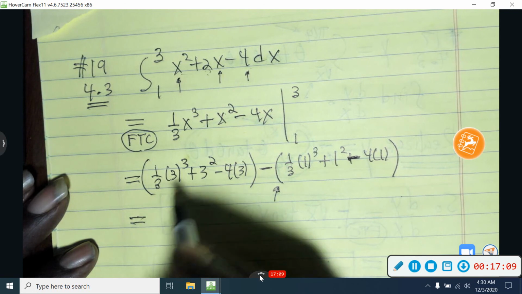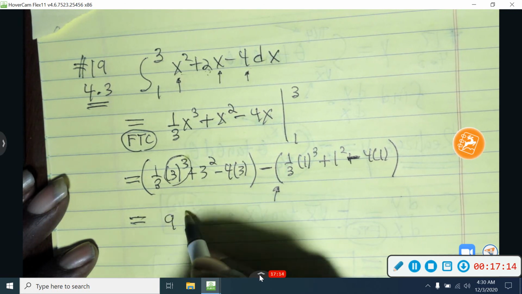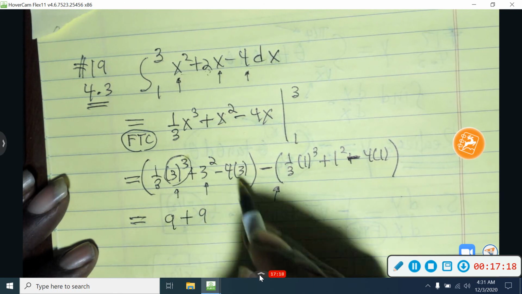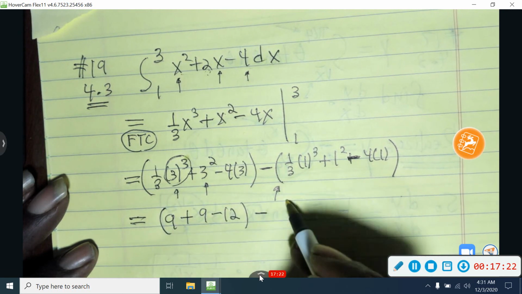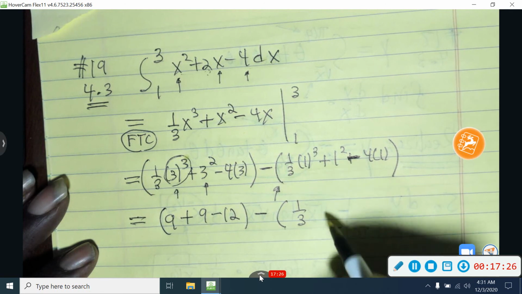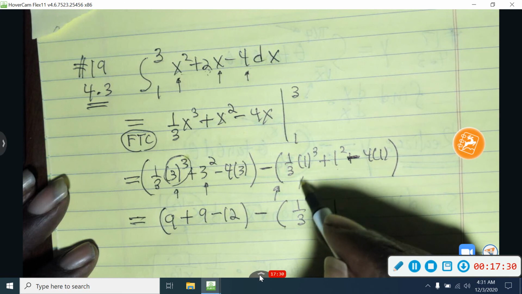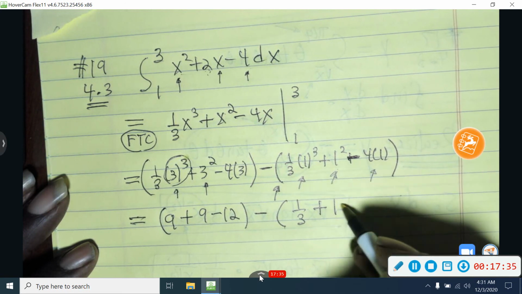Compute. Okay. 3 cubed is 27. Divided by 3 is 9. 3 squared is 9. So I just did this one. And 4 times 3 is 12. So the first set of numbers come out to be that. Minus. Here you get 1 cubed is 1. Times 3 is times a third is a third. 1 squared is 1. And 4 times 1 is 4. So I just do that.